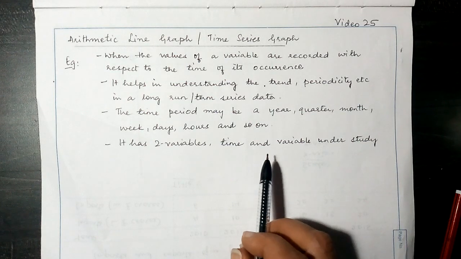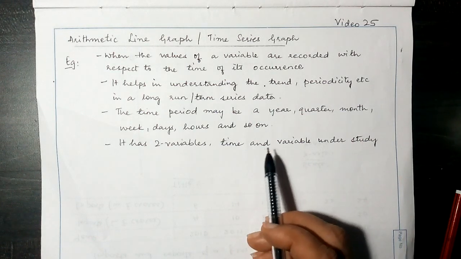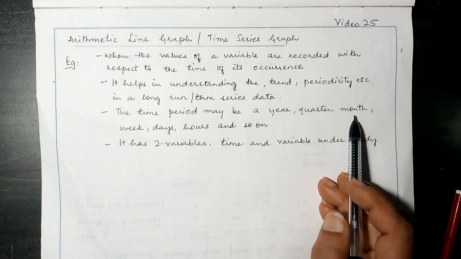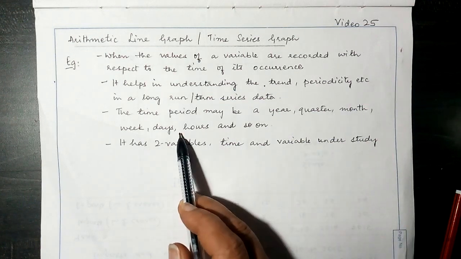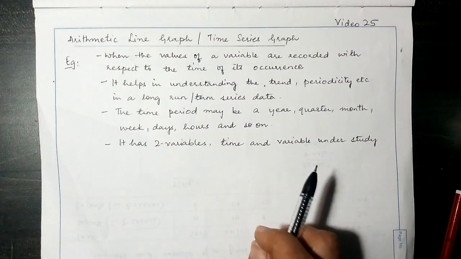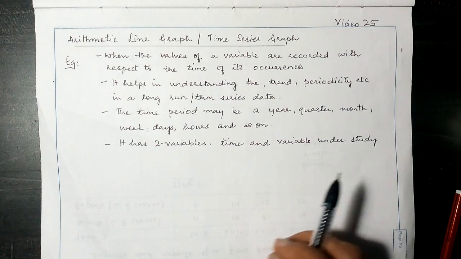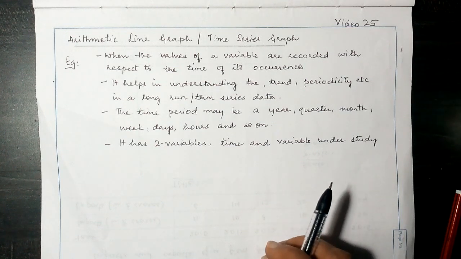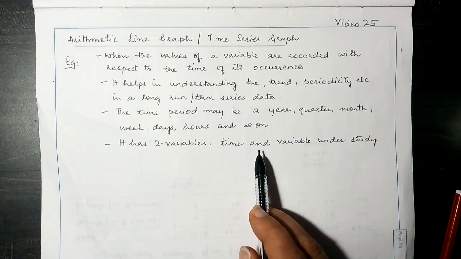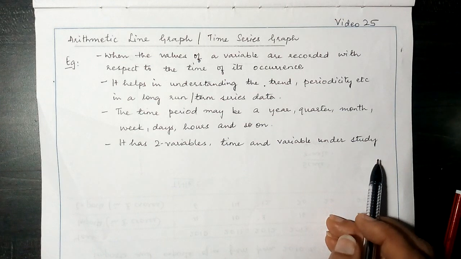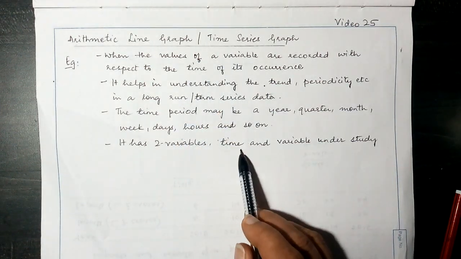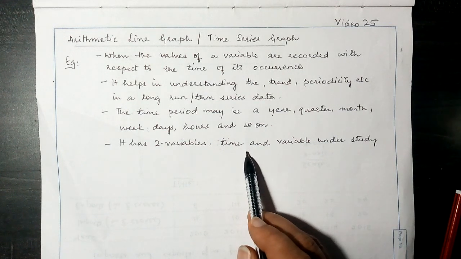It could be export and import or fashion or price or whatever. The time period may be a year, a quarter, month, week, days, hours and so on. Hours you can relate to temperature or rainfall, anything related to weather also. It has two variables. One is time and the other is the variable under study. Since we are talking about the time series graph, one of the variables is definitely time.